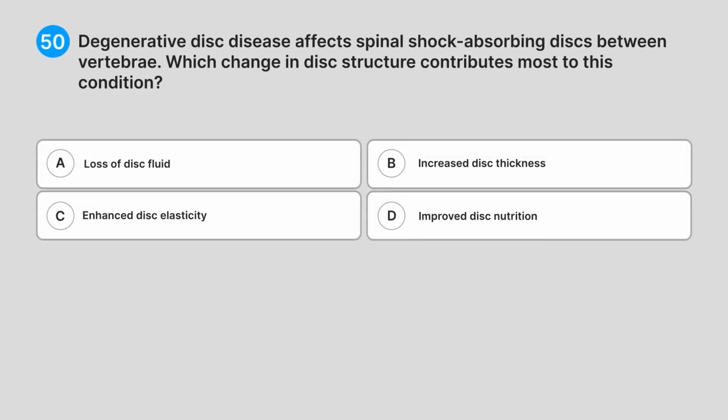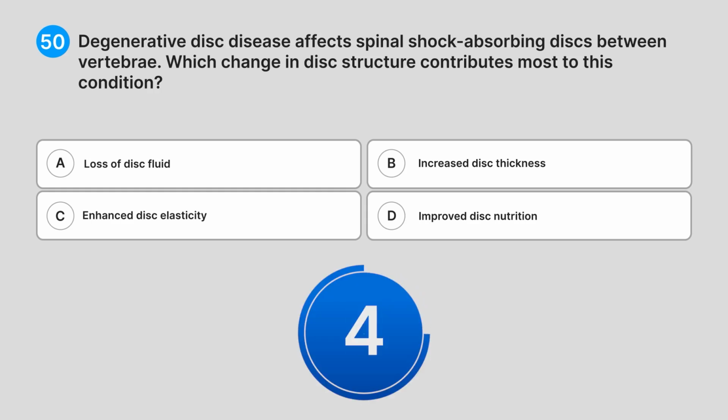50. Degenerative disc disease affects spinal shock absorbing discs between vertebrae. Which change in disc structure contributes most to this condition? A. Loss of disc fluid. B. Increased disc thickness. C. Enhanced disc elasticity. D. Improved disc nutrition. Can you guess the answer?